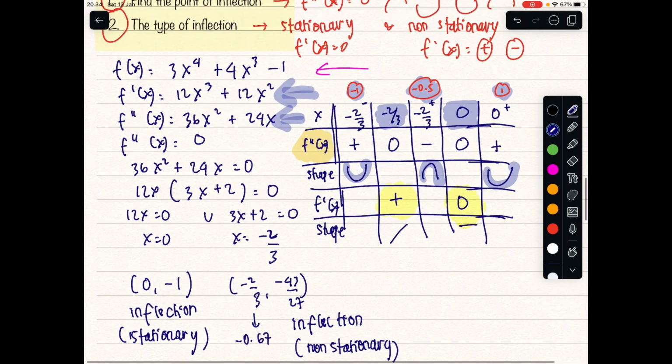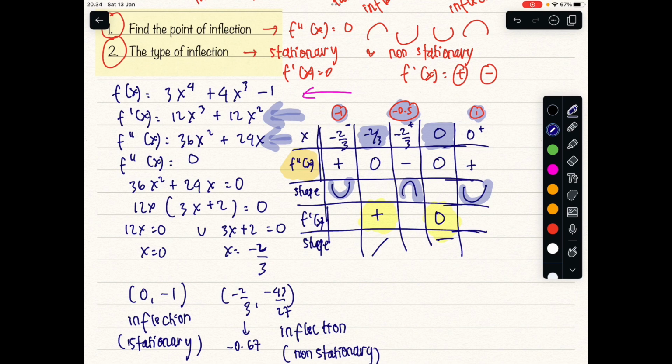We got it? So to conclude, how do we find the point of inflection? The first thing we need to do is find the point where the second derivative is 0. After we get the points, we test whether those points, maybe 2 or 3 points that we got, are actually a transition of the concavity or not. If they are the transition in concavity, then they are the points of inflection.